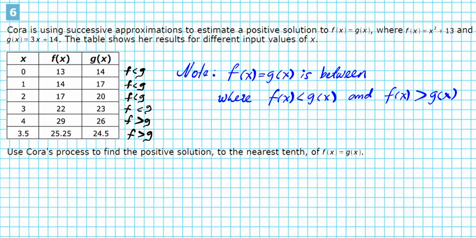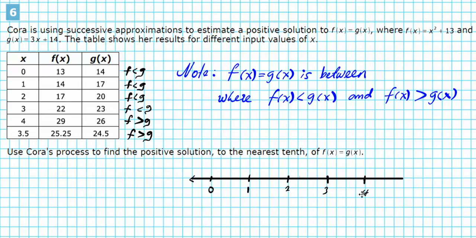Let me give you a visual with a number line. So let's say this is our input axis right here. We're going from 0, 1, 2, 3, 4. So these are our input values.